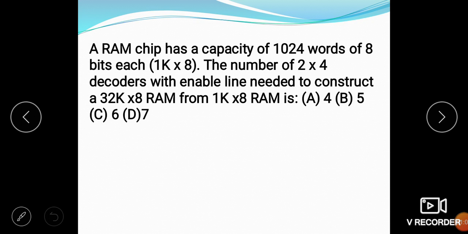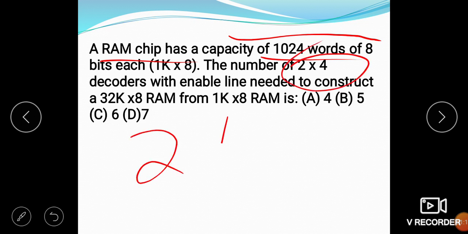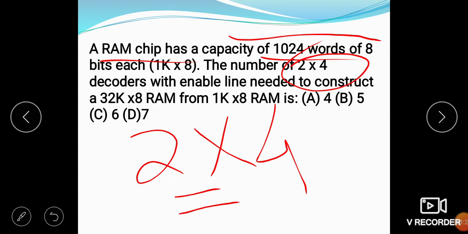Now the next question. Here remember one thing, that a RAM chip has a capacity of 1024. So the number of 2 cross 4 decoders, when 2 cross 4 decoders are used, we always need 5 enable lines. So answer B is the correct one.